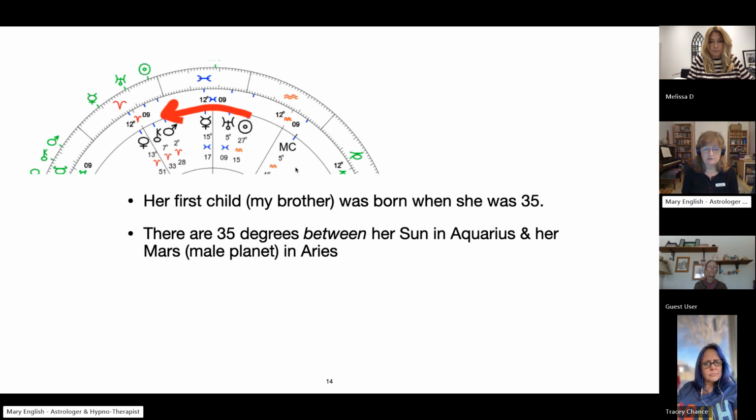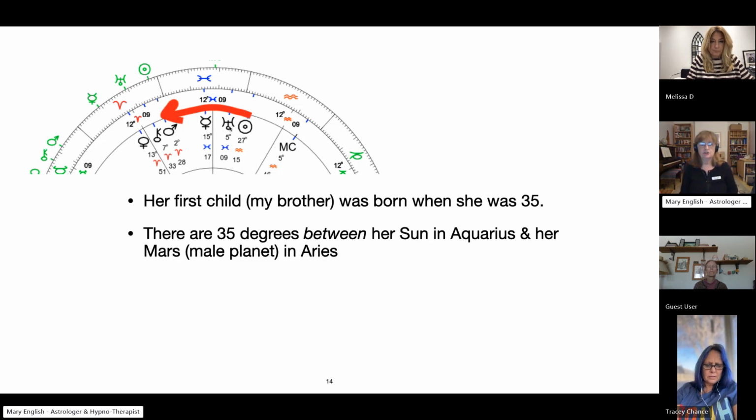Her first child, my brother, was born when she was 35. There are 35 degrees between her sun in Aquarius and her Mars, which is a male planet, in Aries. So we've shifted the sun now, so it's on the outside rim of the circle there. We've moved it by 35 degrees, and I can show you how it looks in a minute, but there's 35 degrees between 27 Aquarius and 2 degrees of Aries, which is her male planet. And she was 35 now.